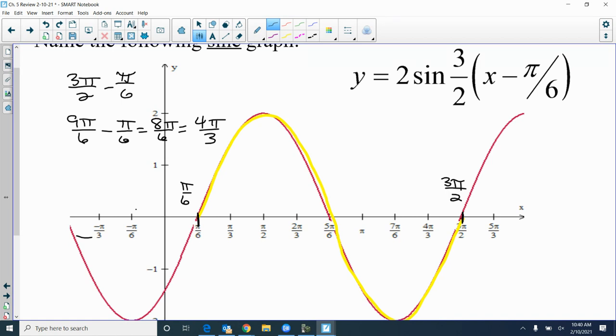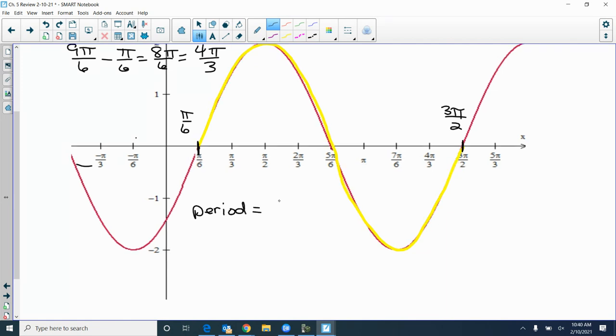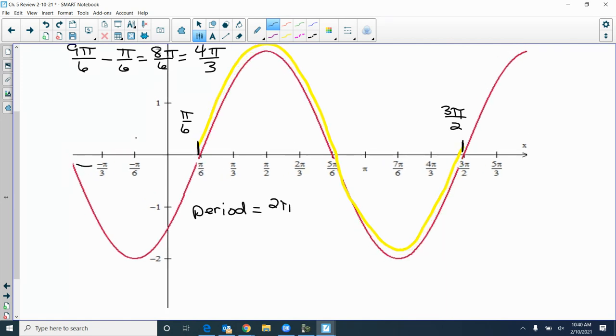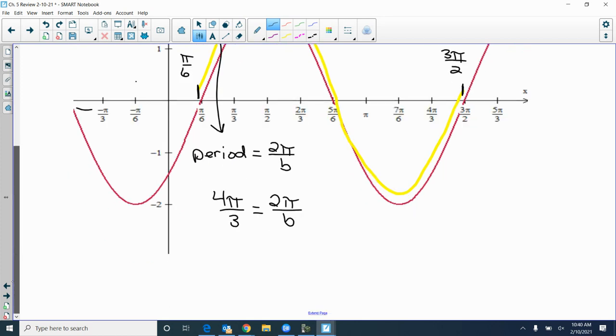And we know that if we know the b value, we also know that the period is 2 pi divided by whatever b is. Since I know what the period is, put that in here. So it gives you 4 pi divided by 3 equals 2 pi over b. Some of you say, well, that goes from 4 to 2, so that has to go from 3 to 1.5.